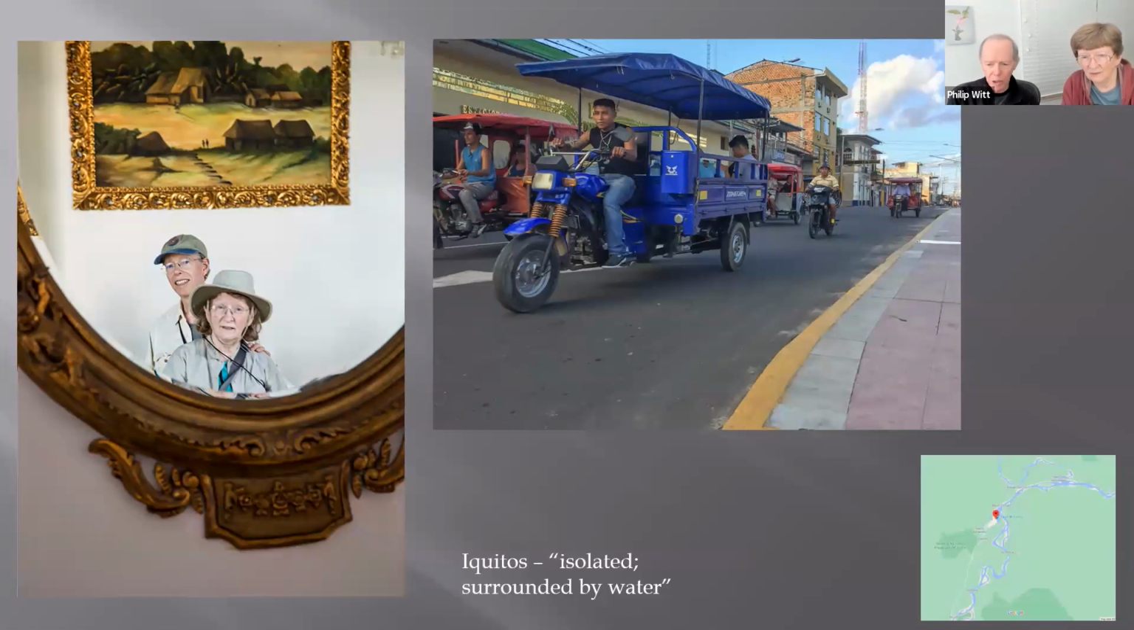Iquitos is just about surrounded by water. It's not an island, but it's very isolated. I think it's the only major city, about 500,000 population, and it's the largest city in the world not reachable by road, so you either come in by air or by boat. Their economy is basically transporting logs, agricultural products, and then tourism.